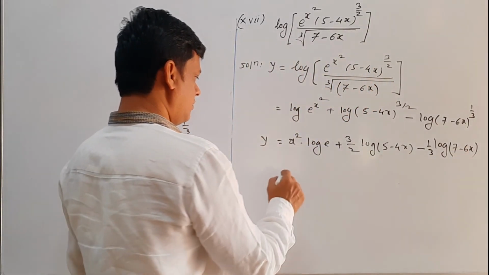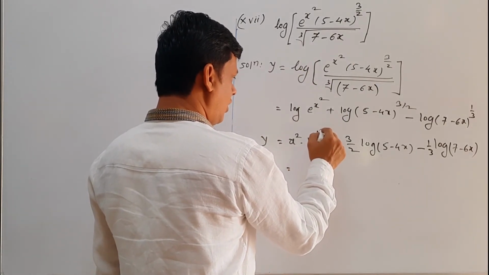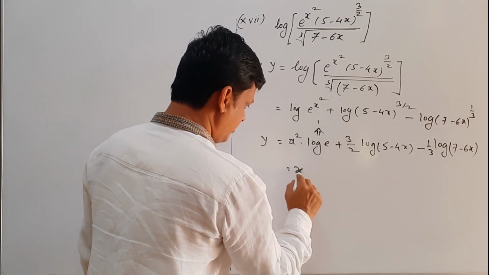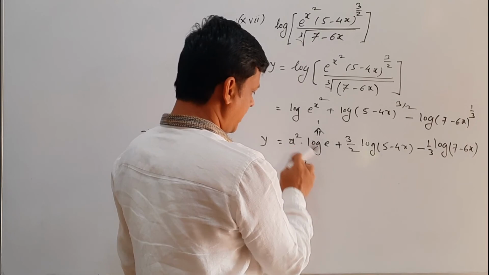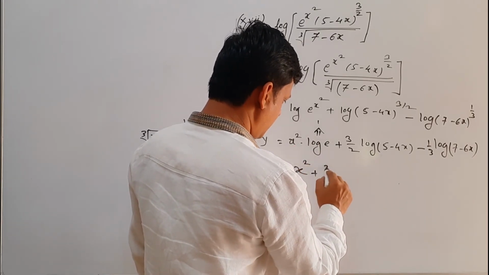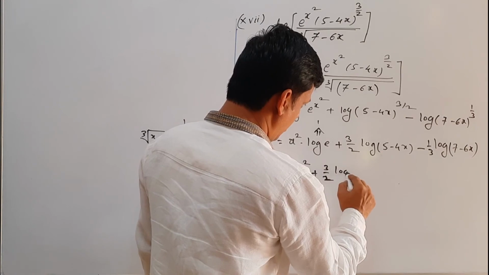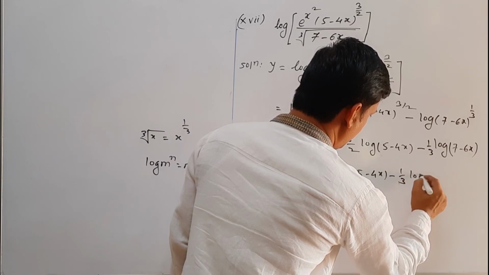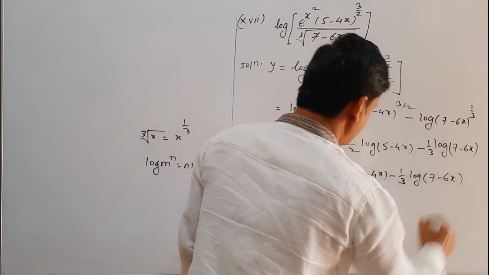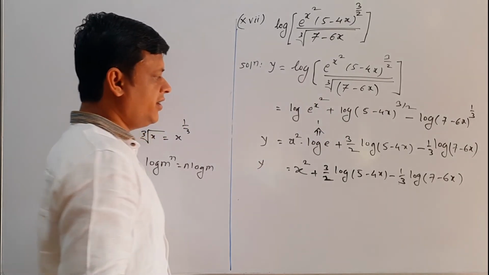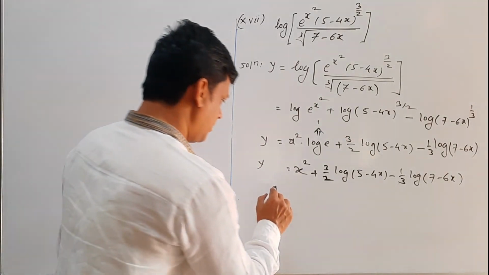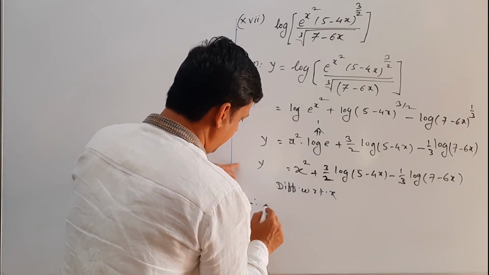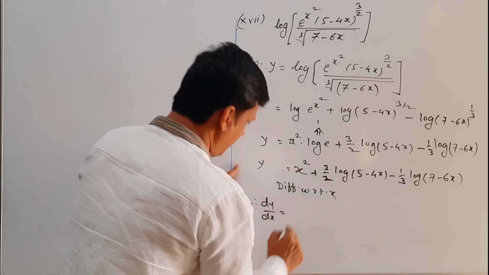Now we have to know the concept. Log e is 1. So we write log e as 1. So x square into 1 we write x square plus 3 by 2 log of 5 minus 4x minus 1 by 3 log of 7 minus 6x. So we differentiate each term with respect to x. Therefore, derivative of y with respect to x is dy by dx.